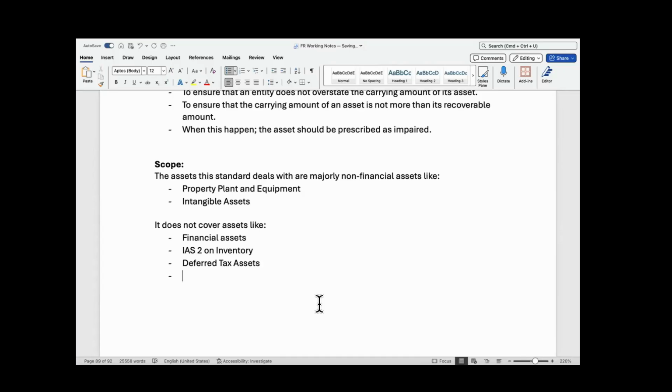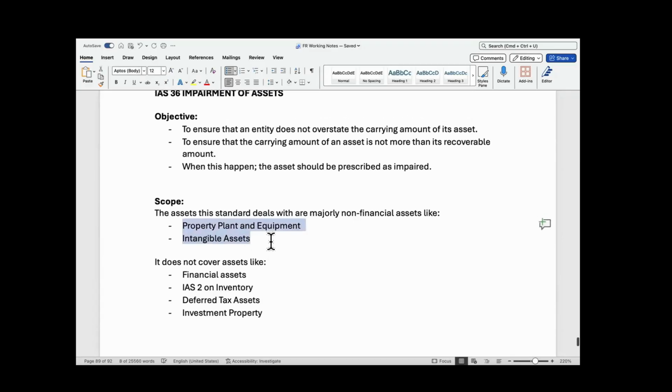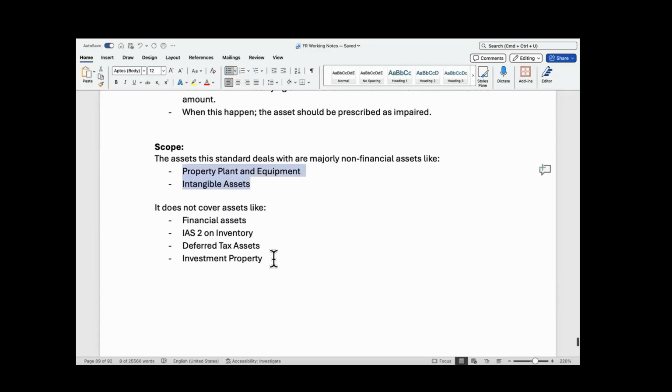So it focuses majorly on PPE, and it does not even cover investment property, because investment property is really measured at fair value. So IAS 36 really does not deal with it. So yeah, these are the assets that IAS 36 wants to look at.